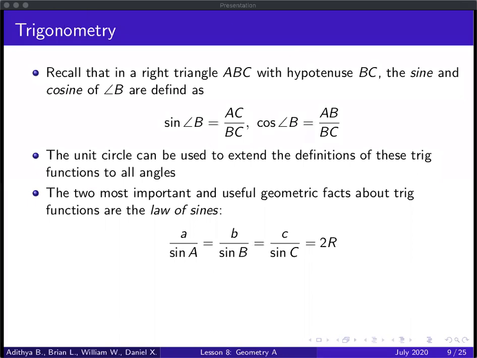And then we also have the law of cosines, which just says A squared equals B squared plus C squared minus 2BC cosine A. And you can see that this reduces to A squared equals B squared plus C squared when angle A equals 90 degrees. So with that, we'll get started with our first problem.